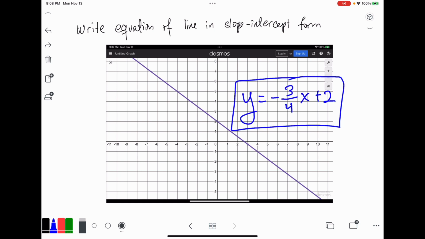And the answer is y equals -3/4 x plus 2. Again, if you got a different slope, ask yourself if simplifying it gives you the same slope of -3/4. Remember, you could pick any 2 points you want on this line that are easy to identify, and you will always get a slope of -3/4 once simplified.